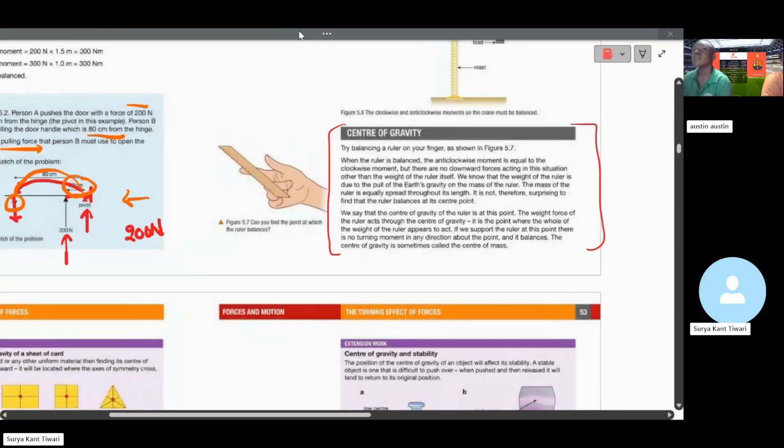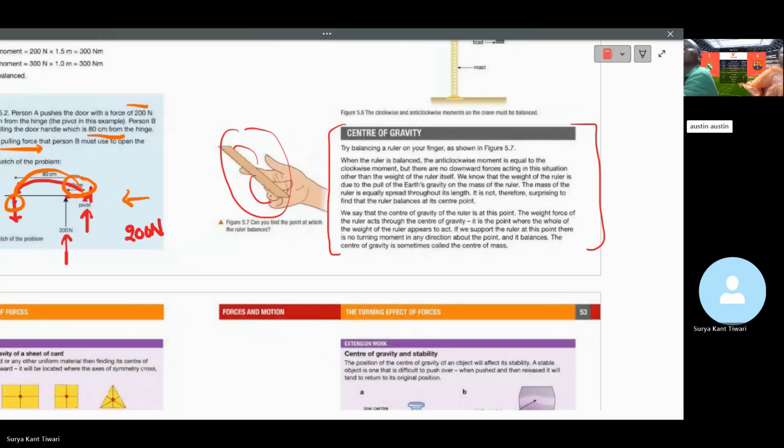You know, if you have to balance a ruler on your finger, you will balance it only when the two sides' weights are equal, right? Yes, sir. So this point where the two side weights become equal is called center of gravity or center of mass. Okay.